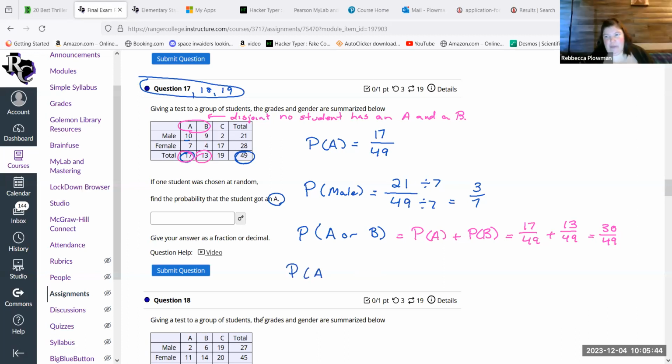So this was like one of the problems you had in here. You had one exactly like this one here. Was the probability of getting an A or the student was male?